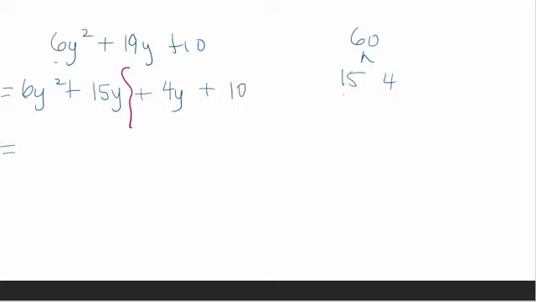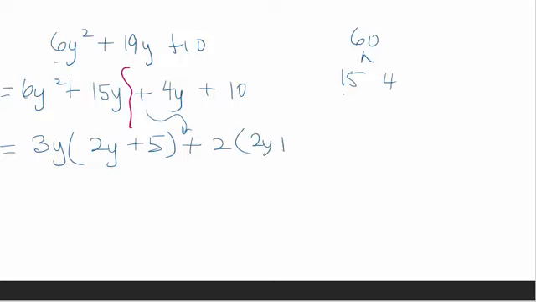And so this first pair, these two terms have a 3 as the common factor and a y. And then I get 6y squared divided by 3y is 2y, and 15y divided by 3y is 5. Okay, bring that sign down and do the same thing for 4y and 10. So 2 goes into each of those terms, and when we divide both of them by 2, we get 2y plus 5.